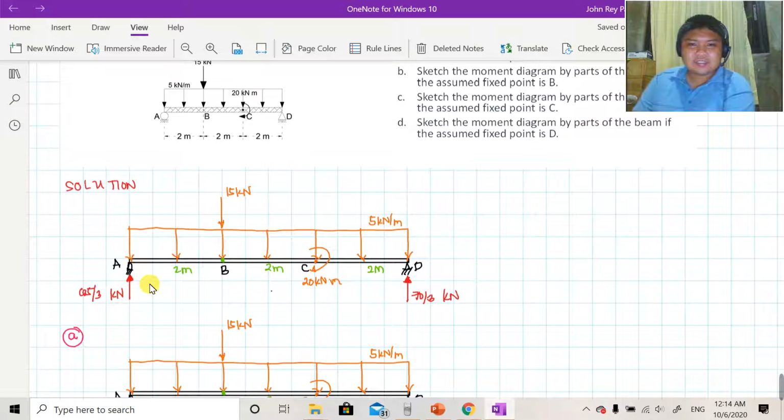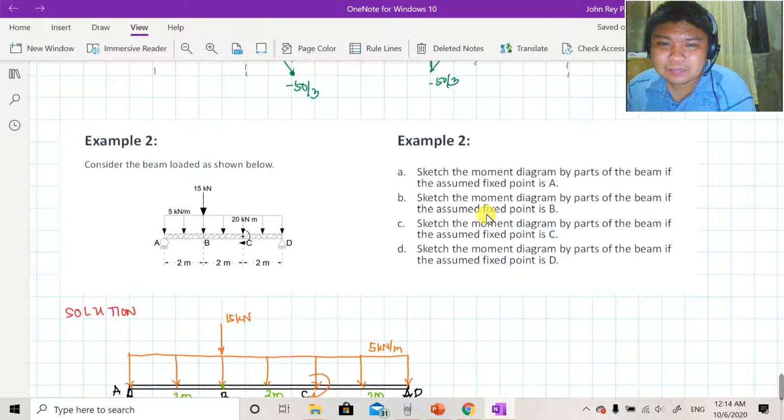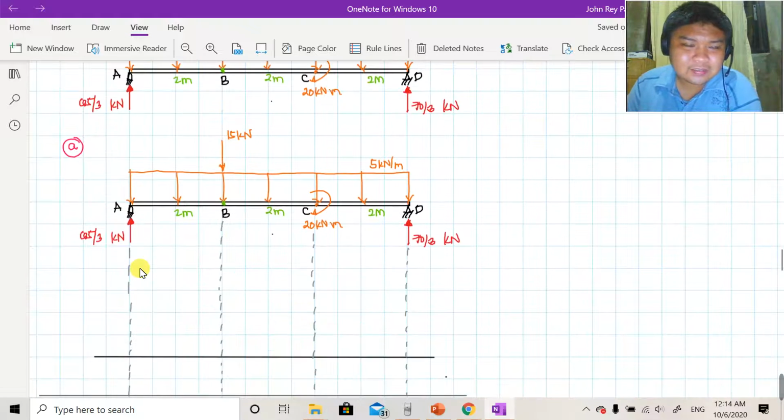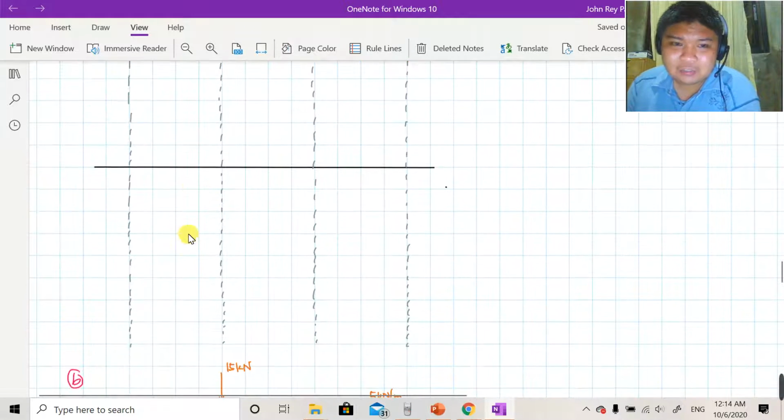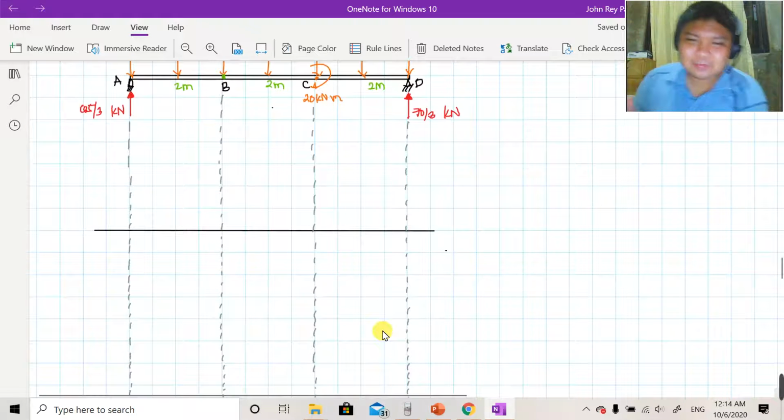Okay, so ang unang tanong dito is, yun na nga, sketch the moment diagram by parts of the beam if the assumed fixed point is A. So, dito yung point A. So, I already lay out the region kung saan ka magdo-drawing. Kasi nga, ang ituturo ko lang naman sa inyo dito class is kung paano mag-drawing.